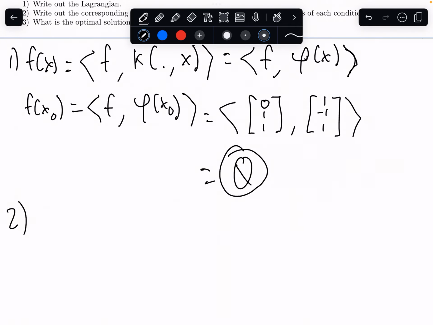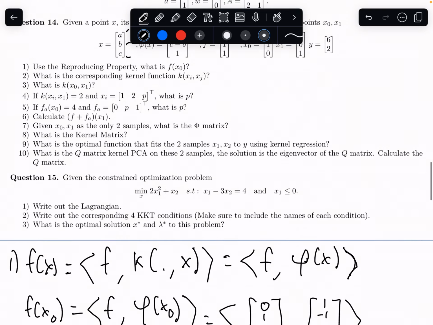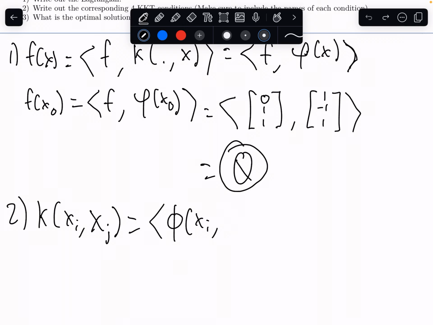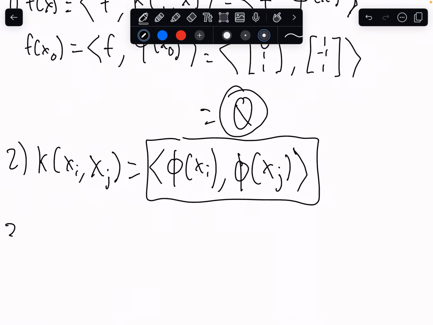All right, second one. What is the corresponding kernel function k of xi, xj? In this case, you might remember the slides. This is defined, let me write this out more explicitly. K of xi, xj is equivalent to the inner product of phi of xi and phi of xj. We don't know what xi and xj are, so we can't solve it any further. This is our answer to part 2.